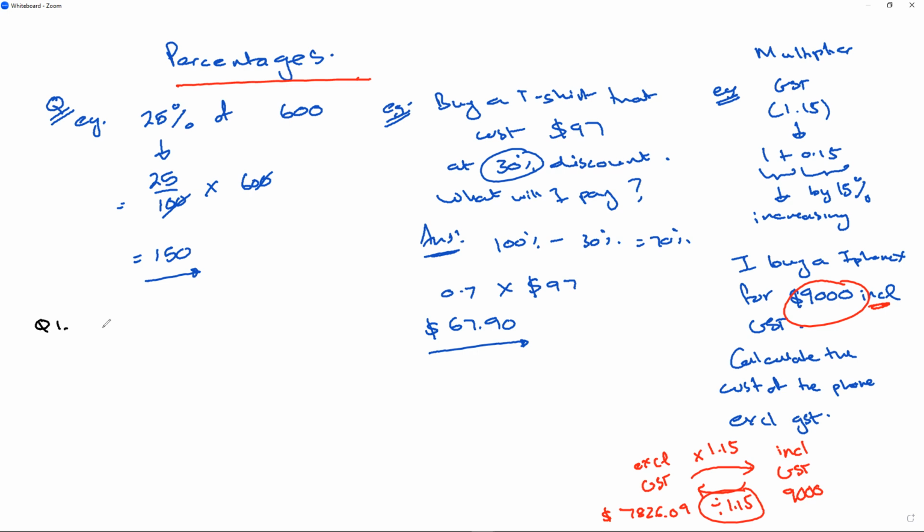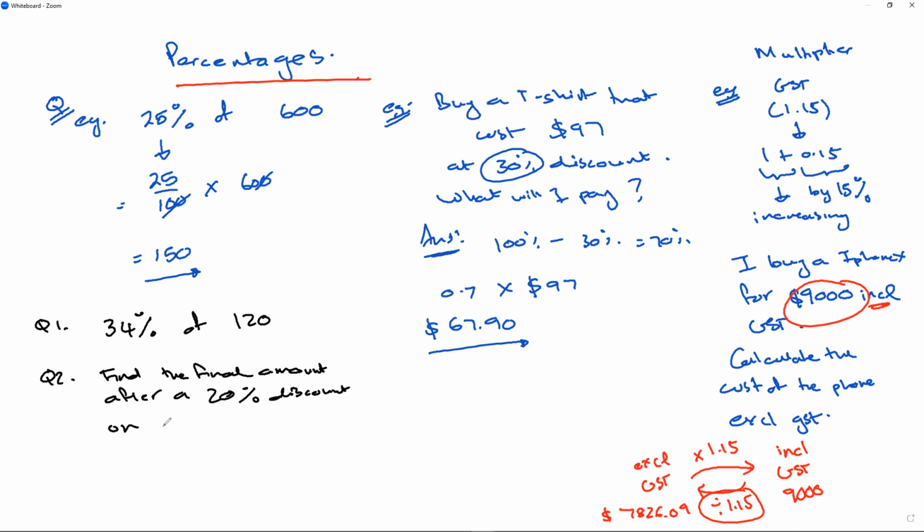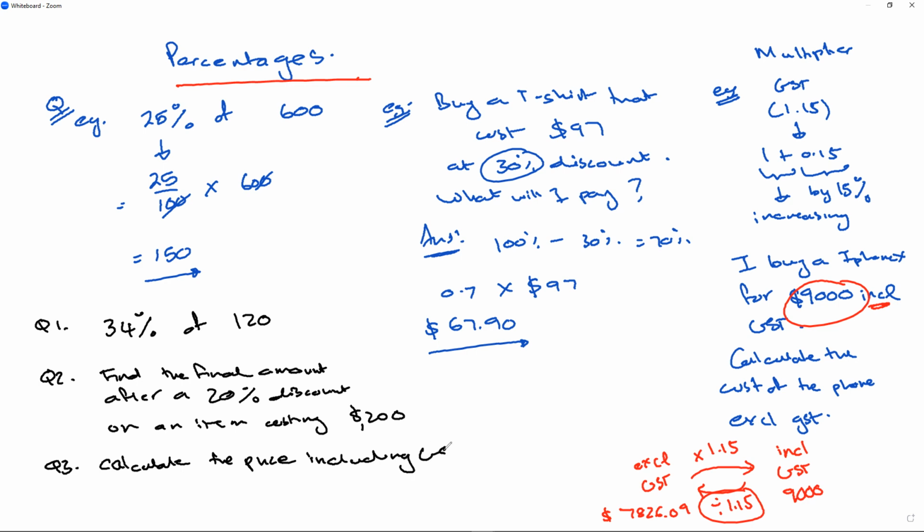Okay, so try this now. Question 1. Calculate 34% of 120. Question 2. Find the final amount after a 20% discount on an item costing $200. Question 3. Calculate the price including GST if the price excluding GST is $37. Now I'll give you 2 minutes to try that.